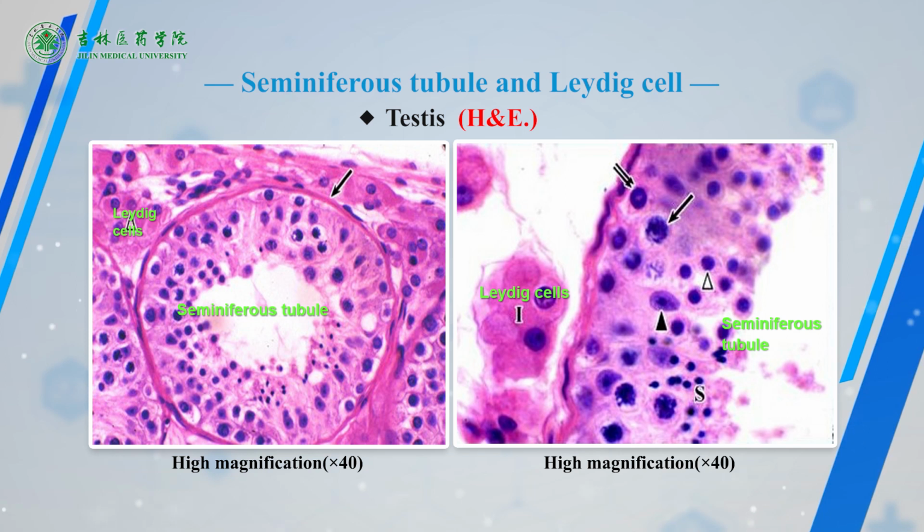The spermatogenic cells include spermatogonia, primary spermatocytes, secondary spermatocytes, spermatids, and spermatozoa. They are at various stages of differentiation. Spermatogonia lie on the basement membrane. They are relatively small round cells with round, deeply stained nuclei. Sometimes mitosis can be seen.